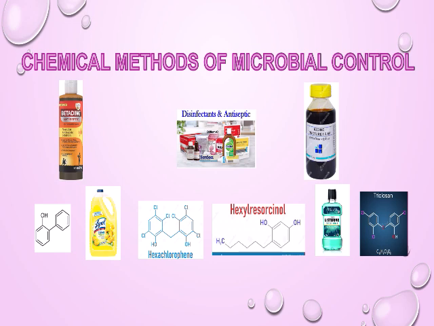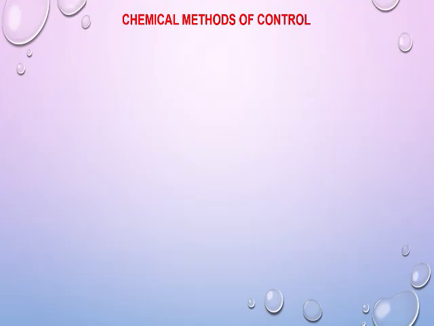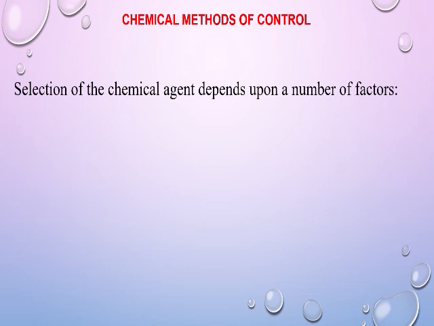We will be talking about the chemical methods of control. Quite often, chemical agents are very widely used for microbial control. This is because their use is convenient as well as practical. For example, wiping the tabletop with a disinfectant before a microbiology experiment, or wiping the skin with an antiseptic before an injection. A careful selection of the chemical agent depends upon a number of factors.